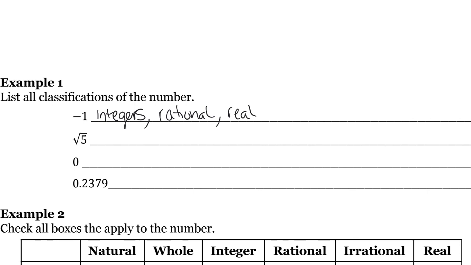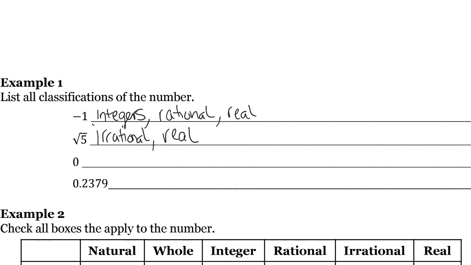Okay. What about the square root of 5? So square roots, is it a perfect square root or a non-perfect square root? Well, 5 is a non-perfect square root. So where do they come in? Non-perfect square roots are irrational. So irrational. And if it's irrational, it means that it's real.